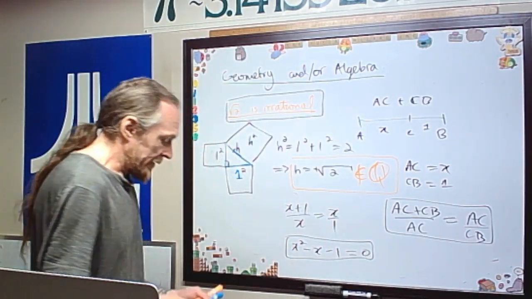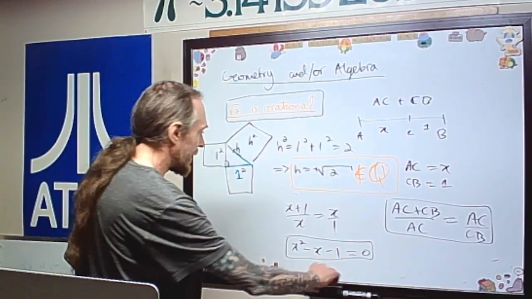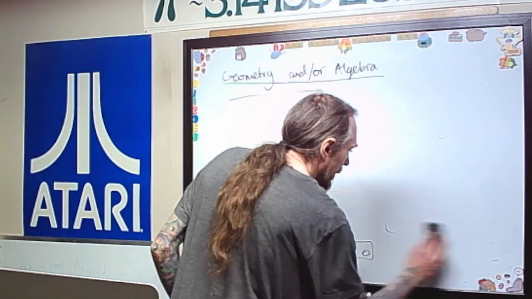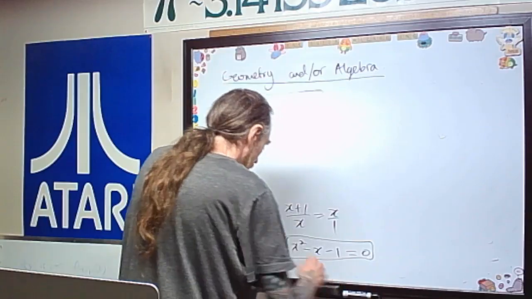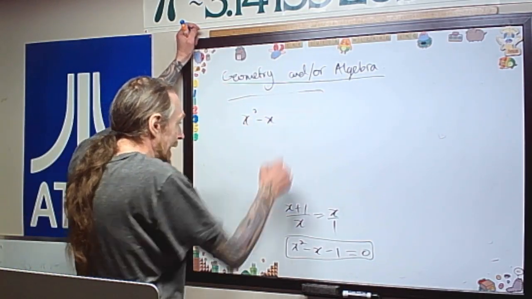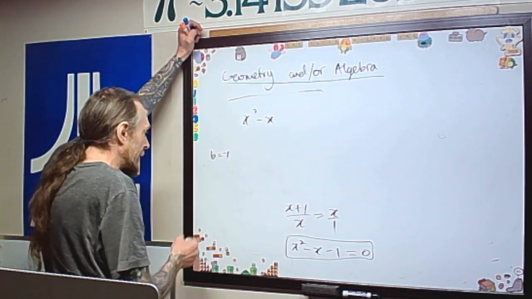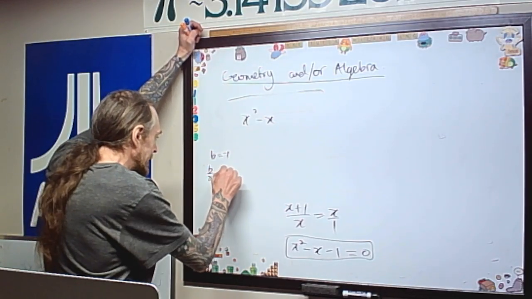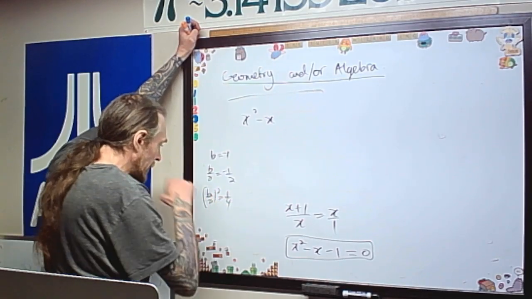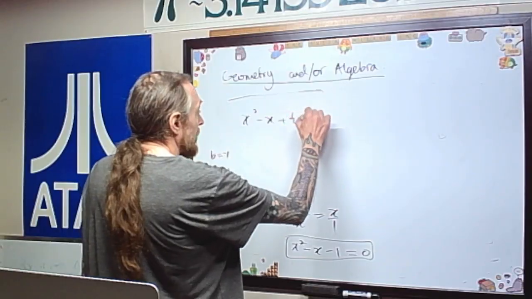How do I solve this? I complete the square on this algebra consideration. So let's do that. Now that I have the idea of the golden ratio, what I see is I have x squared minus x. What do I need? B is negative 1. B over 2 is negative 1/2. B over 2 squared is 1/4. So now I know that I need 1/4, but I'm going to add 1/4 and subtract 1/4.